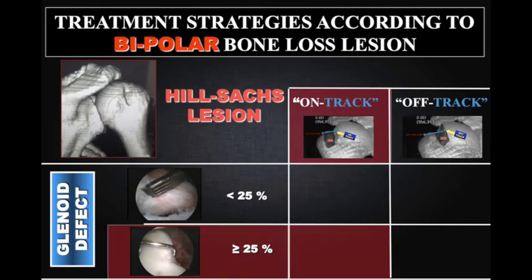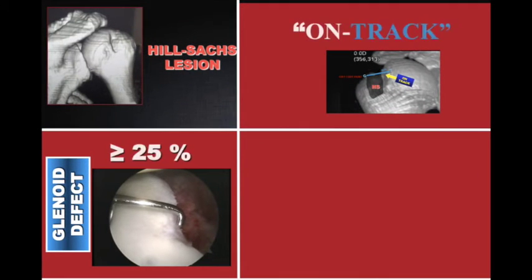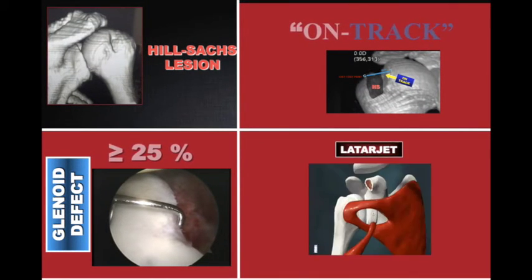When we have an on-track Hill-Sachs lesion and a bone loss of more than 25%, very rare bipolar lesions, around 5%, we opt for a Latarjet technique.